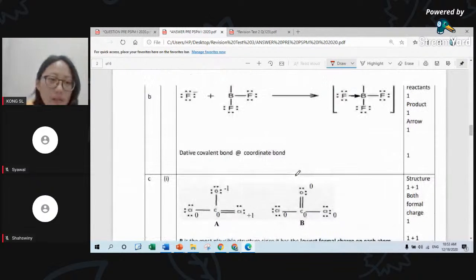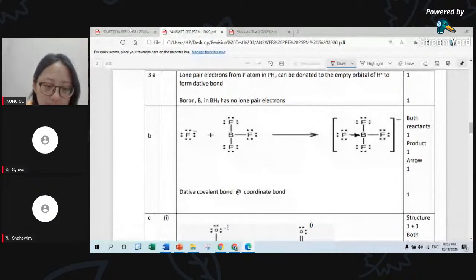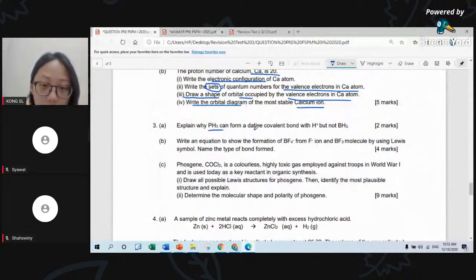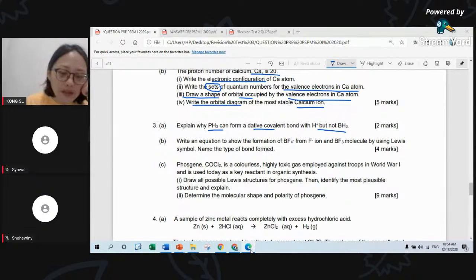Okay, question number 3 actually is simple. Just step 1. Maybe you will start. 3a, explain why PH3 can form dative bond, but this one cannot. When you answer the question, don't be nervous. Normally the question asks what you have learned during class. So step 1, you need to try to form the Lewis structure. Once you successfully draw the Lewis structure, then you know why it can form dative bond, but this one cannot. Because when you draw the Lewis structure, you will notice.